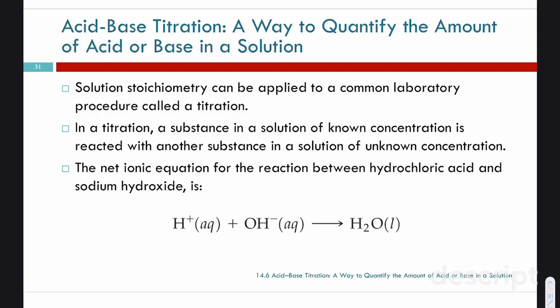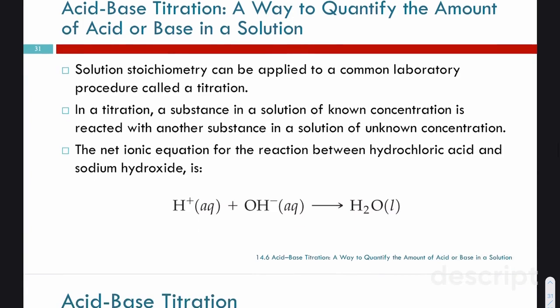What I think is a really good analogy for how acid-base titrations work in Monday night's class. So this is review. We covered this on Monday. For an acid-base titration, we're trying to figure out the concentration of an unknown solution using a known amount and known concentration solution.